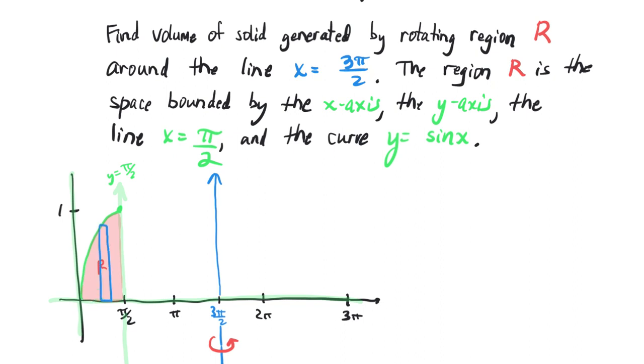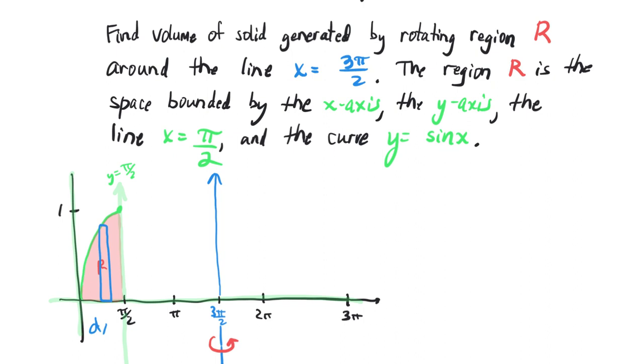If you thought this could be a representative rectangle, that would be a mistake, because upon revolving that around the line x equals 3 pi over 2, you wouldn't get a disk at all. This is not a cylinder. This is a wall. It doesn't include the inside. It's only this thing where the width is dx, and it's just the wall. It's not a disk at all.